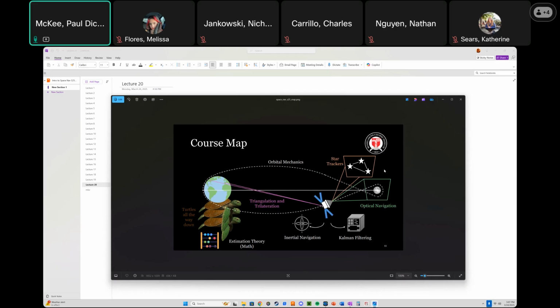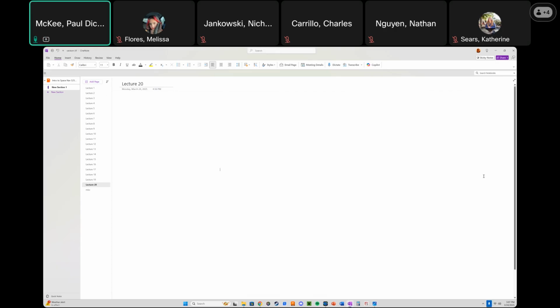So let's talk about Kalman filtering. And I want to start with a road trip metaphor. So bear with me here for a moment. So this is Kalman filtering.